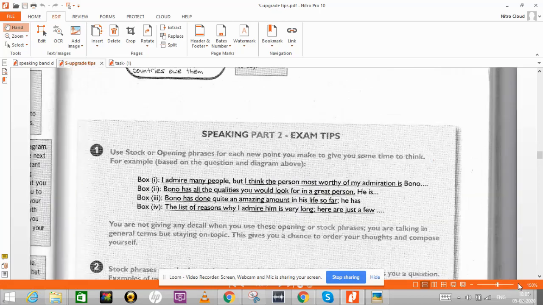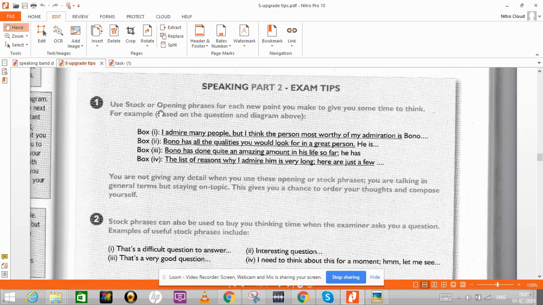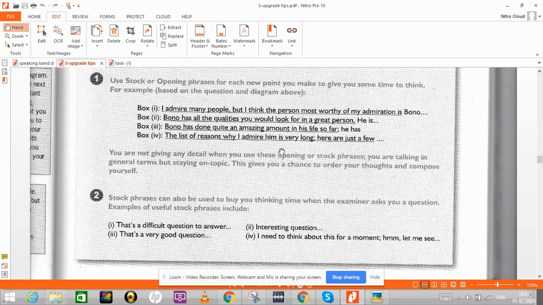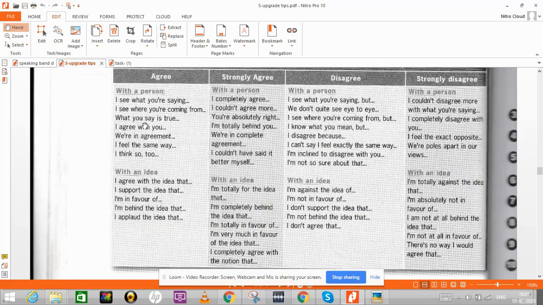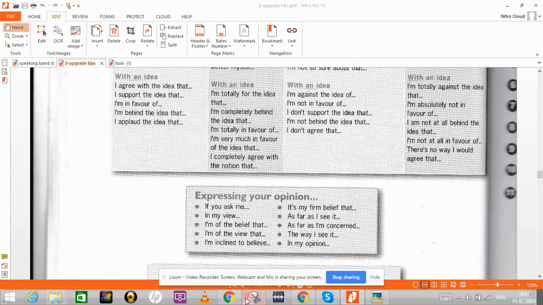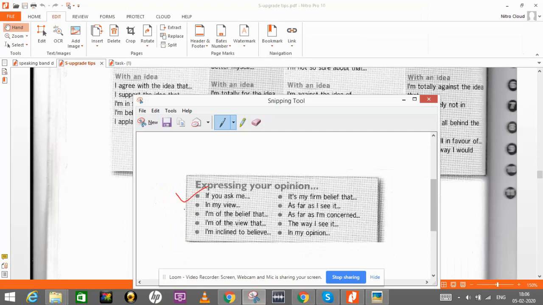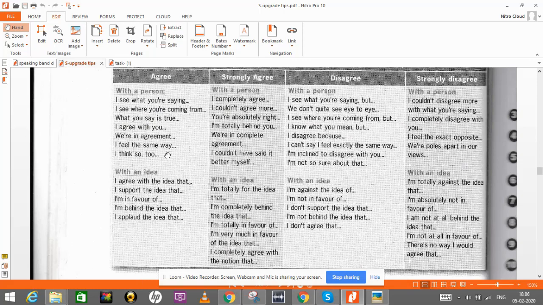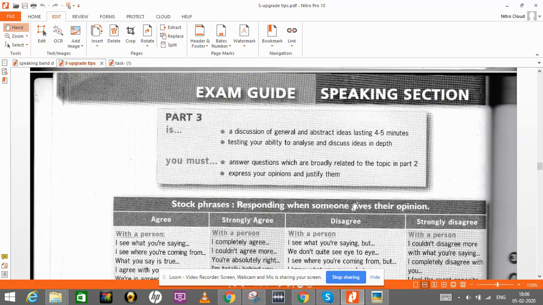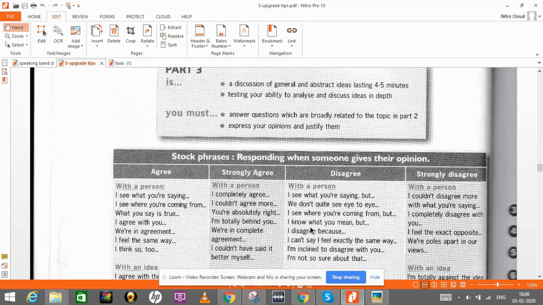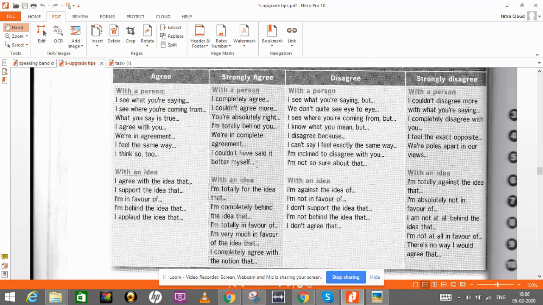Well, if you look here, it says use stock and opening phrases. Now what are these stock and opening phrases? Let's say if you ask me, maybe the one which comes naturally to you, you can use that. In my view, I am of the belief that, I'm going to talk about, according to me, I completely agree with this fact, or I see what you're saying. All those phrases can be used. This can be used for section 3 as well.